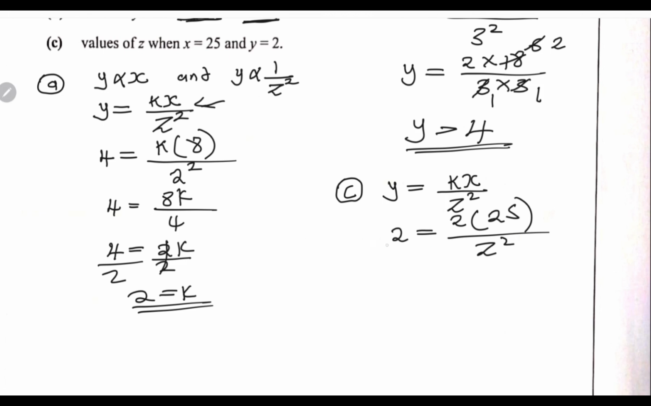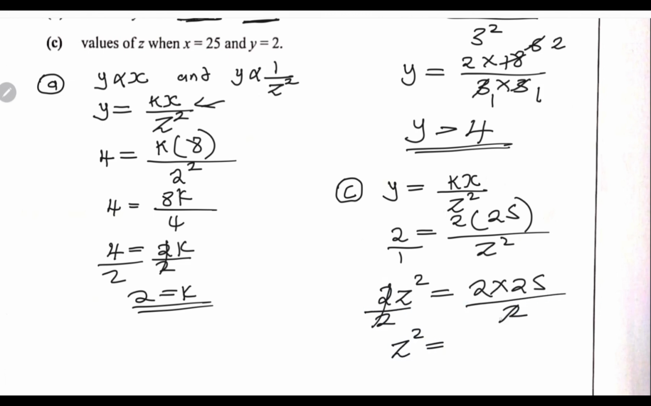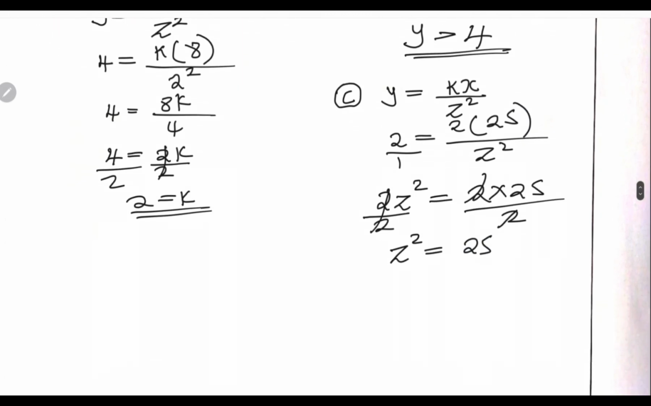Okay, so we are going to cross multiply. We say over 1, so this is going to be 2z squared is equal to 2 times 25. Don't multiply. If you want mathematics paper 1 to be easy for you, then divide by 2 this side. So we're having z squared is equal to 25, and the 2 will go. Then for our final answer, we simply take the square root.